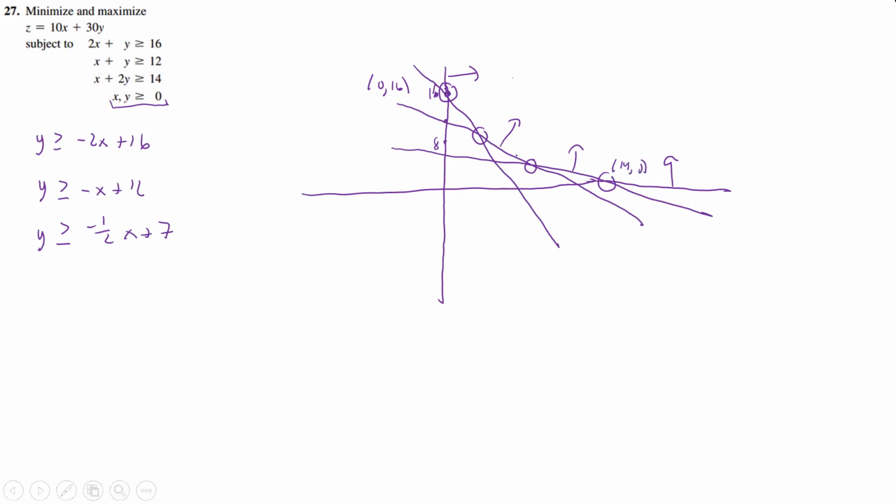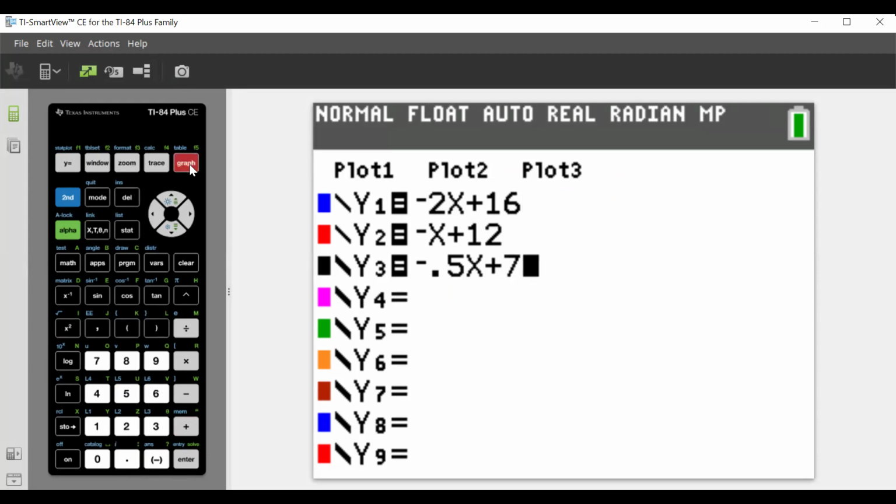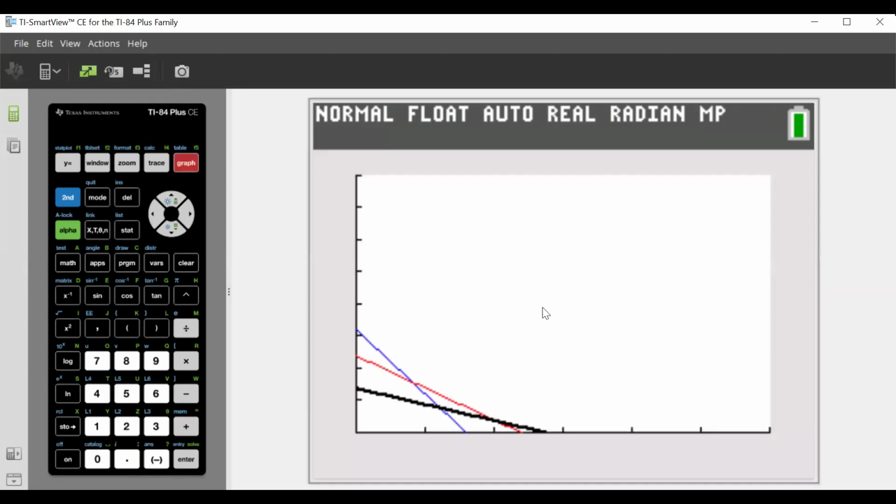Now, this again is going to be a place where using a calculator is a lot more useful than just trying to do it all yourself. So what we're going to do is plug in all of our equations. So we had minus 2x plus 16, and we had minus x plus 12, and we had minus 0.5x, and then plus 7. And I don't remember what my window is here. It'll work.